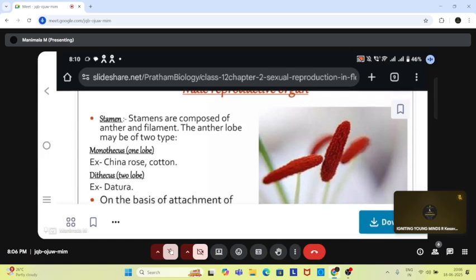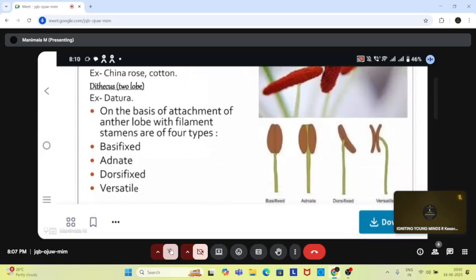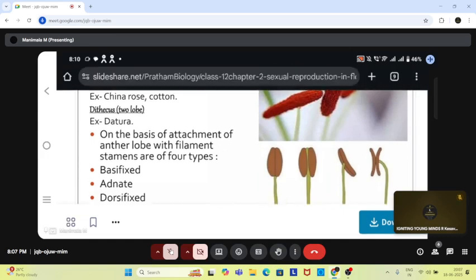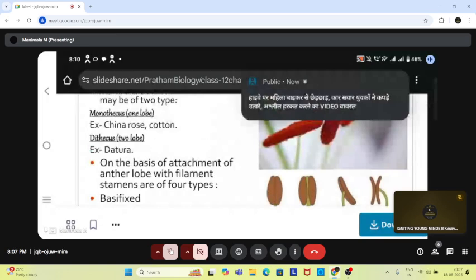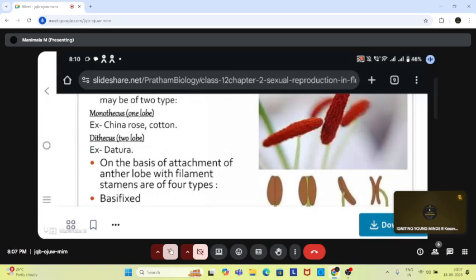Dithecous means two lobes are present. If one lobe is present, it is monothecous; if two lobes are present, it is dithecous. For example, datura is dithecous. The anther having two anther lobes has a total of four microsporangia, or pollen chambers.